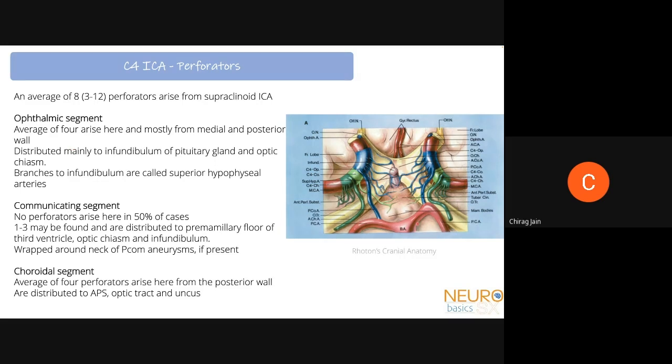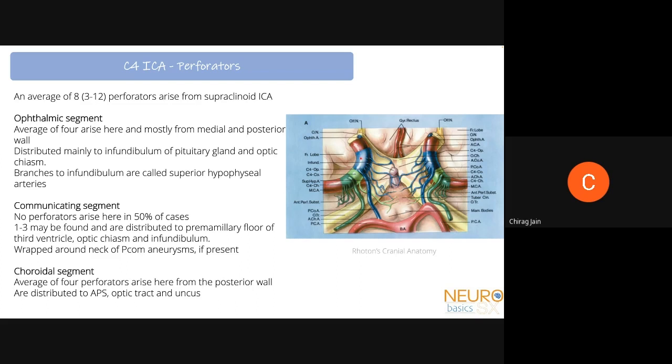So the ophthalmic segment, since it is the longest segment, does have 4 perforators arising from here. And they arise, as we know, mostly from the medial and the posterior wall. And most of them are going to be supplying the pituitary gland and the optic chiasm over here. The branches which arise from this segment and are distributed to the pituitary gland and the infundibulum are what is known as superior hypophyseal arteries.